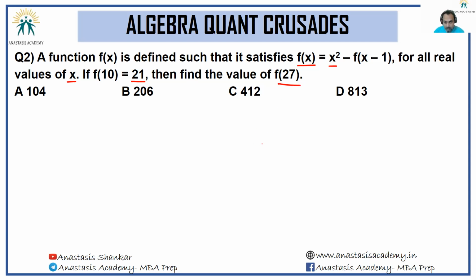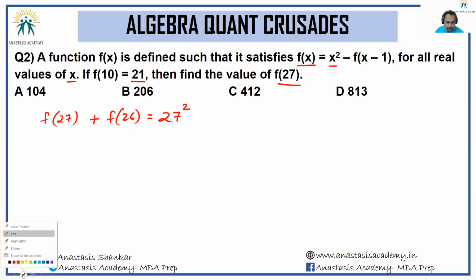Okay. Can I say f(27) plus f(26) would be equal to 27 square? If I bring it to the left hand side, no, this is not ideal. This is not ideal. I'll show you what is ideal.